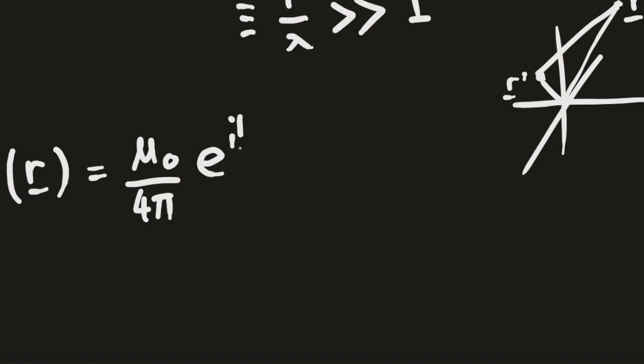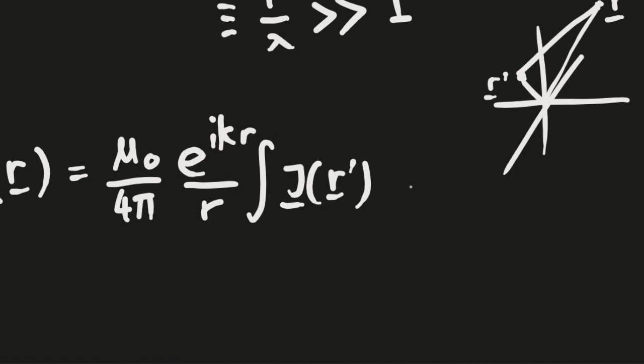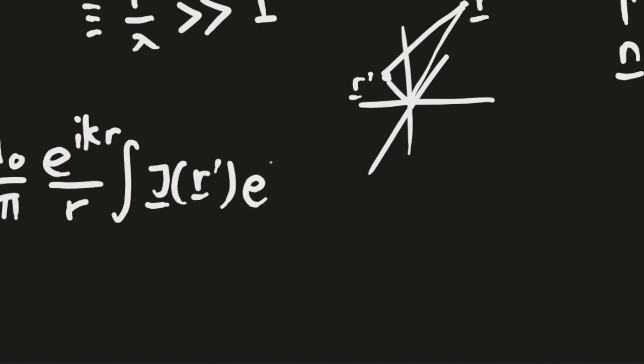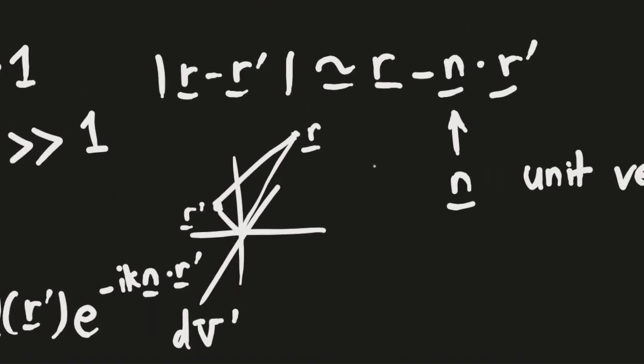Actually, I might have made a mistake there. So just e to the negative ik n dot r prime dv prime. Let me check this. n dot r prime, that should be something here as well, and that should look like that.